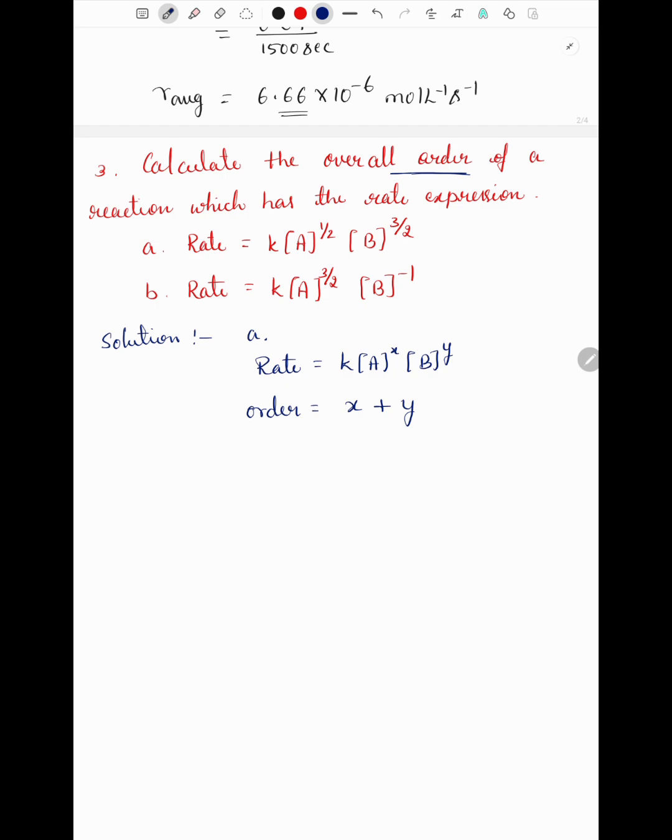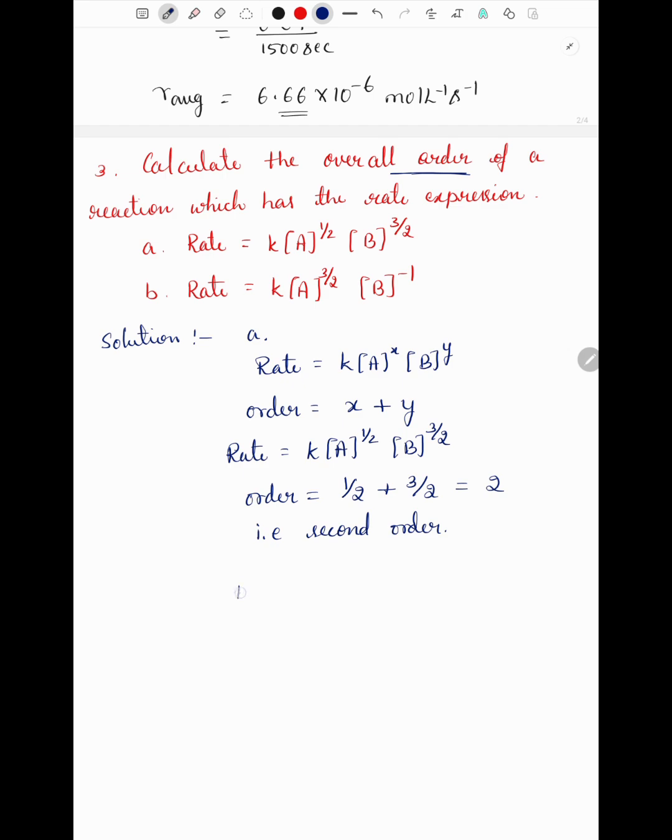In the first question, rate equals K into concentration of A power 1 by 2 and B power 3 by 2. When we take the sum, the order will be equal to the sum of these two values, 1 by 2 plus 3 by 2. We will get 2. That is nothing but the reaction is second order. The reaction is second order.